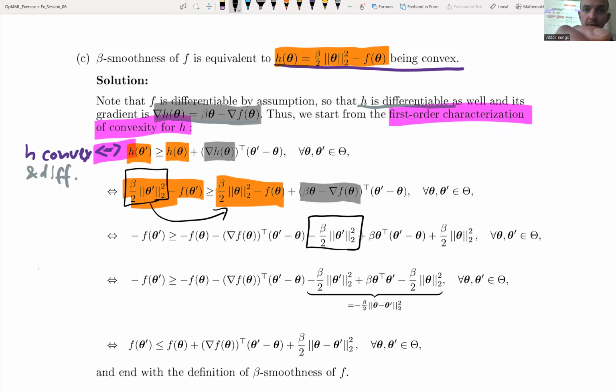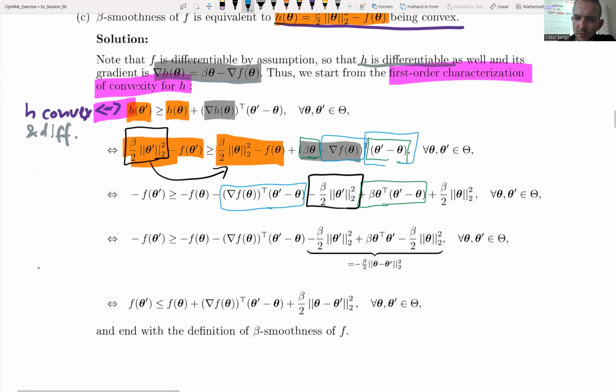We once again have this and this, which is here. We have minus f theta with this appearing here. So these two terms on the right-hand side are already looking quite good. So only the remainder term is somehow still not what we want.